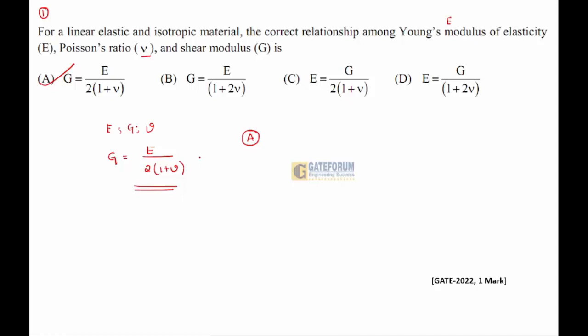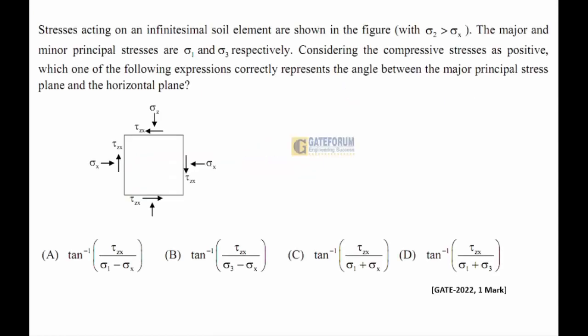Moving on to the next question. Question number 2. Stresses acting on an infinitesimal soil element are shown in the figure with sigma z greater than sigma x. The major and minor principal stresses are sigma 1 and sigma 3 respectively. Considering the compressive stress as positive, which one of the following expressions correctly represents the angle between the major principal stress plane and the horizontal plane?